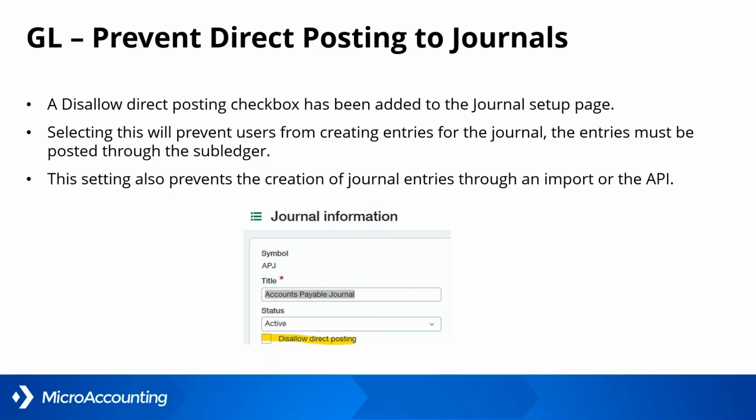Okay, so this checkbox will be available in your system with the new release that rolls out tomorrow night. So you can go in on any of these journal codes that you don't want to allow users to post journals to and check that box, and then no users can enter journals to those different journal codes.